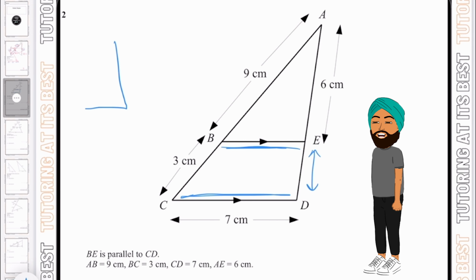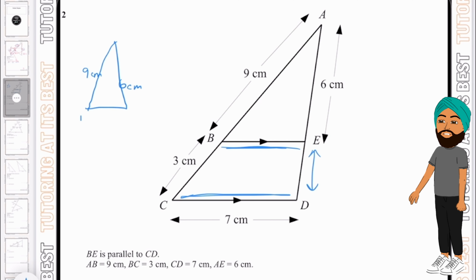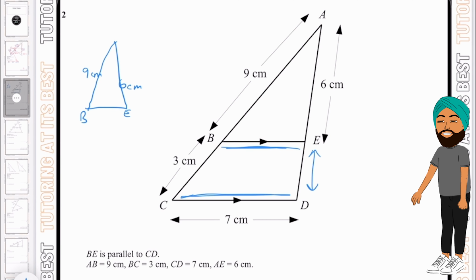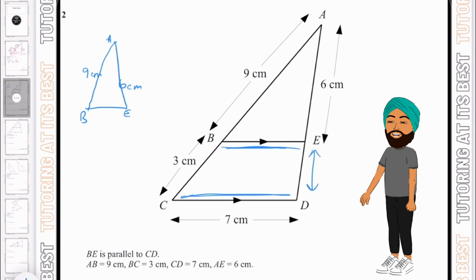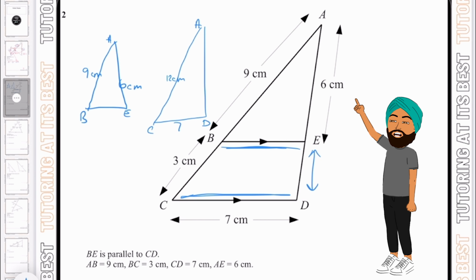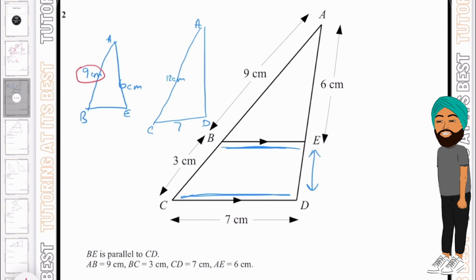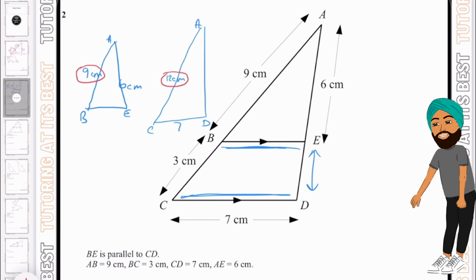So we have our smaller triangle, which is going to take the measurements 9 centimeters, 6 centimeters, and I'll label this as B to E and A. We then have our much larger triangle. With our larger triangle, we know it's 7 centimeters between C and D and 12 centimeters between C and A. So now the question is, how do I get from one side of the triangle to the other? And again, I'm going to only highlight the same areas. So we have 9 centimeters, which also mimics the 12 centimeters.